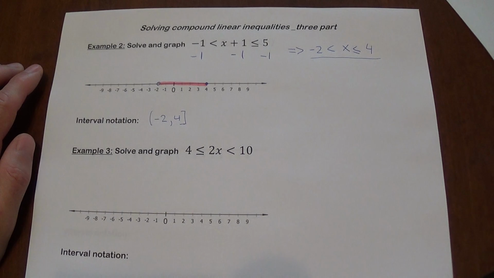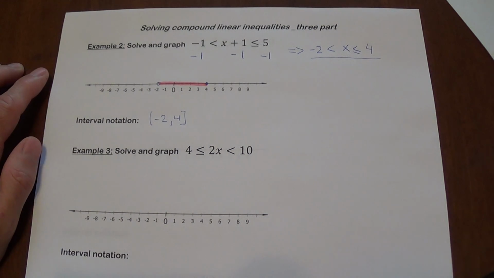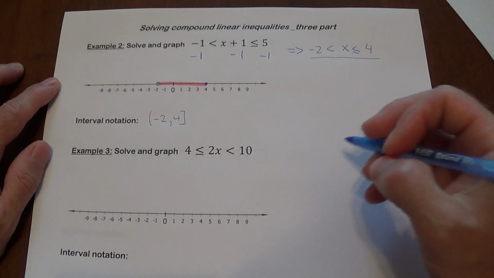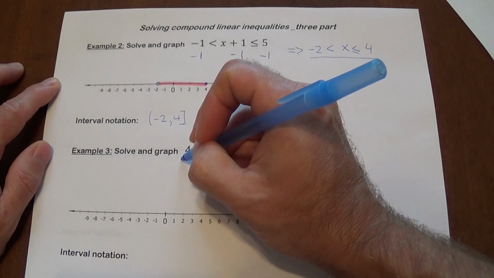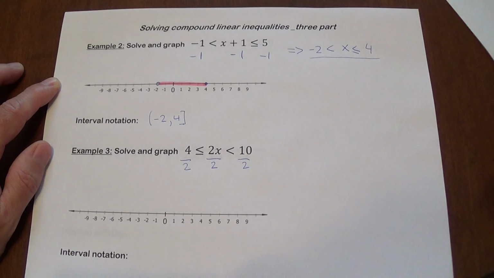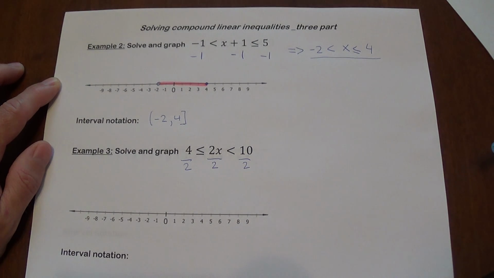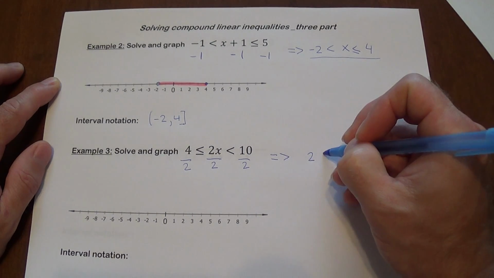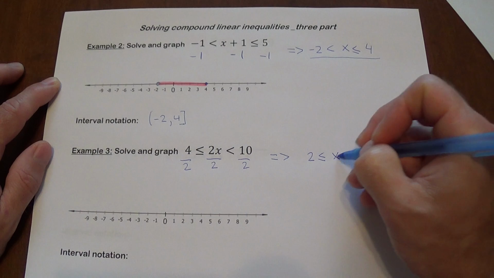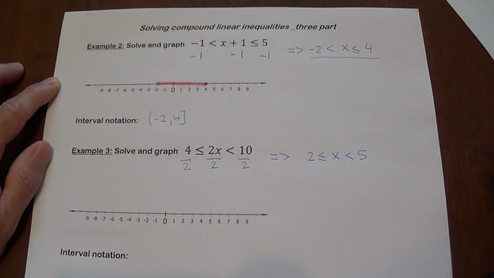This one here, we're going to divide by 2. Dividing by a positive number, so nothing's going to happen with the symbols of the inequality. Divide by 2, divide by 2, divide by 2. Whatever you do to the middle, you're going to do the same exact thing to the left and the right. So that's going to end up giving us what? 2 less than or equal to x less than 5.